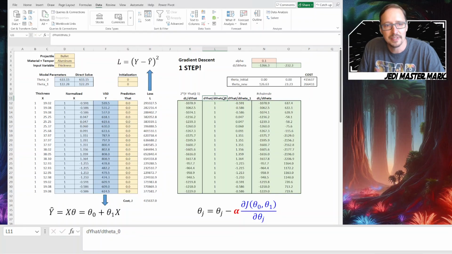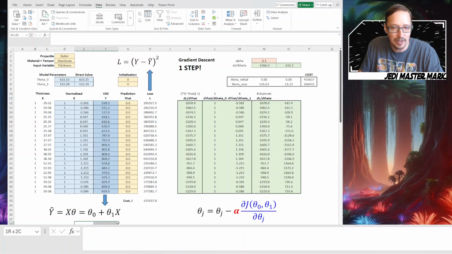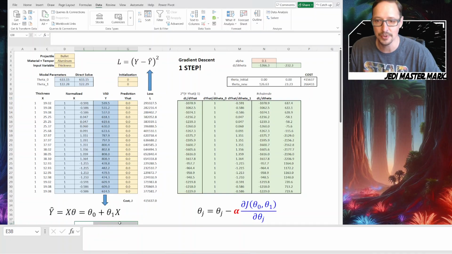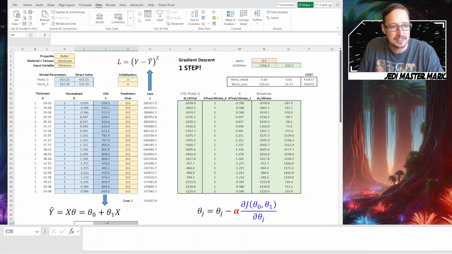The next part of the derivative is the derivative of y hat with respect to theta naught and with respect to theta 1. If you look down below, hopefully you can see this on your screen, there's the equation: theta naught plus theta 1 times x. If you take the derivative of theta naught with respect to theta naught, that's 1. And it's 0 for the other term, since there's no theta naught there. So you get a column of 1s, like I'm showing up here.